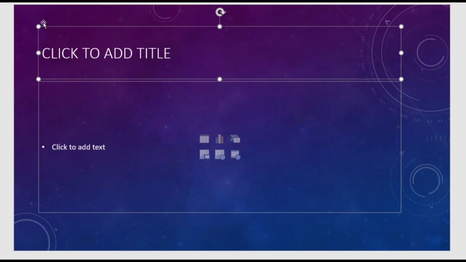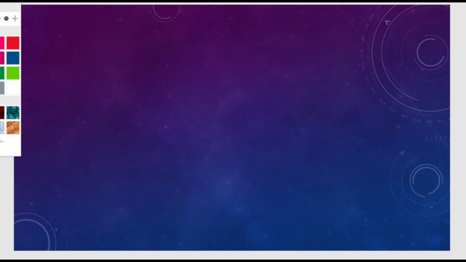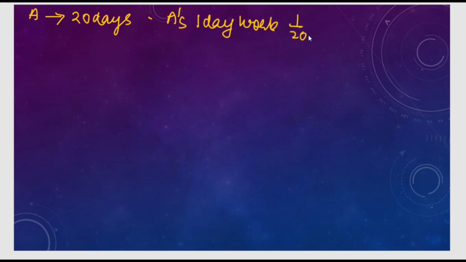In how many days will A and B together finish the work? They are asking about the number of days, but A and B are doing the work together. If they are doing the job single-handedly, A does the same job in 20 days. This is given. So A's one day work will be 1 upon 20.